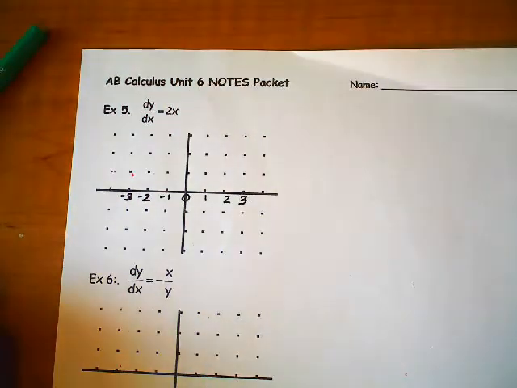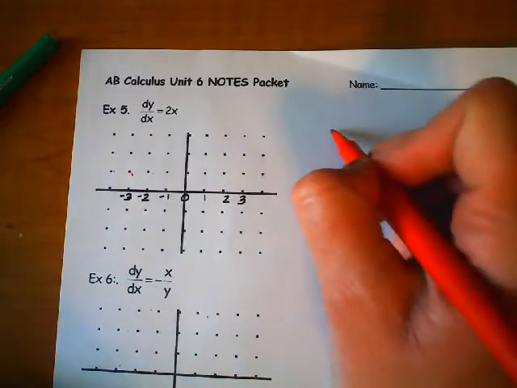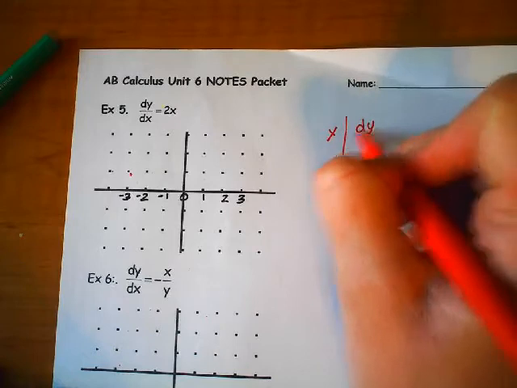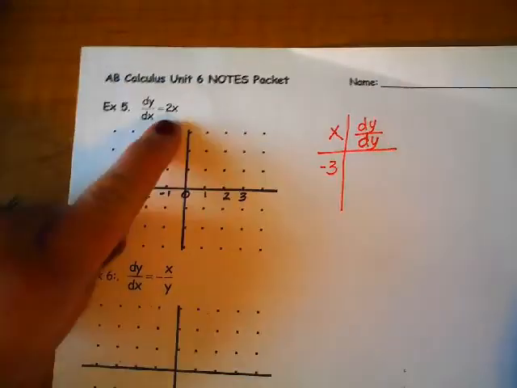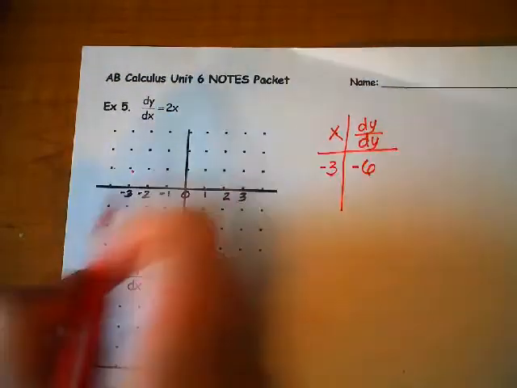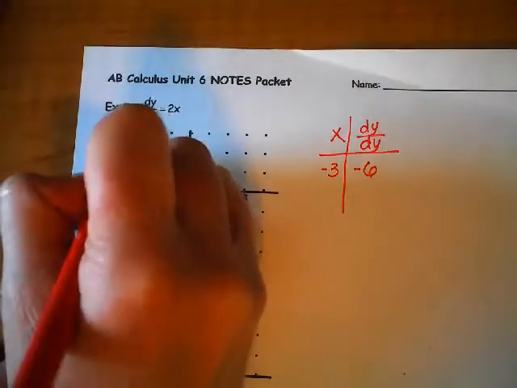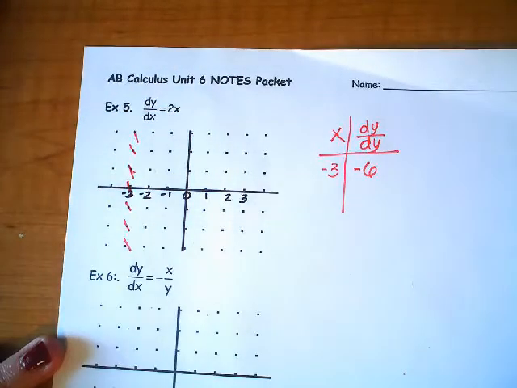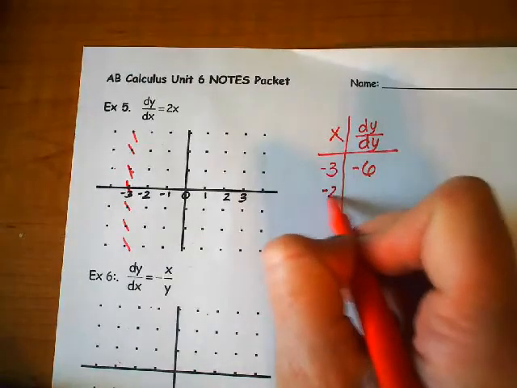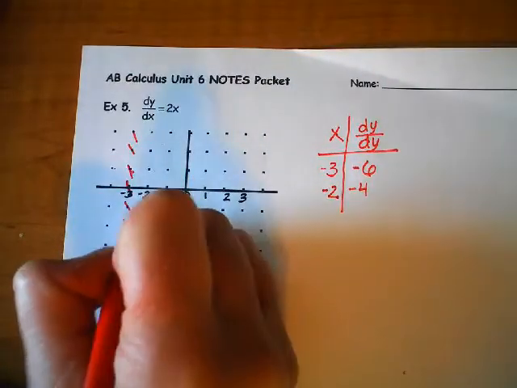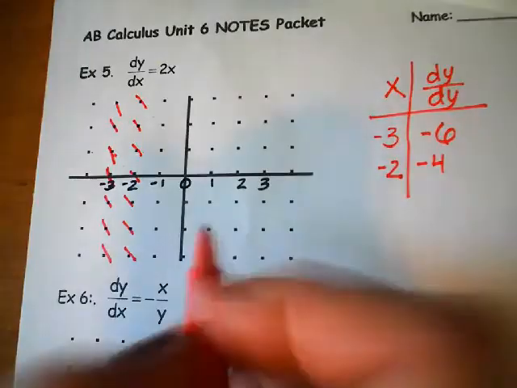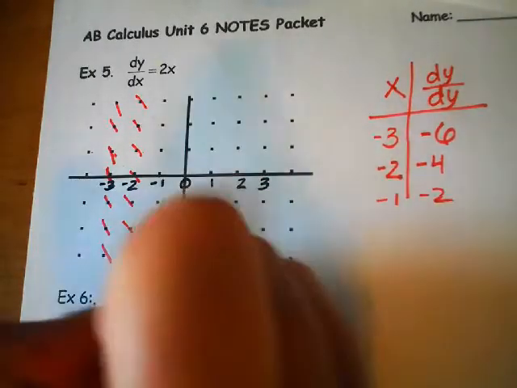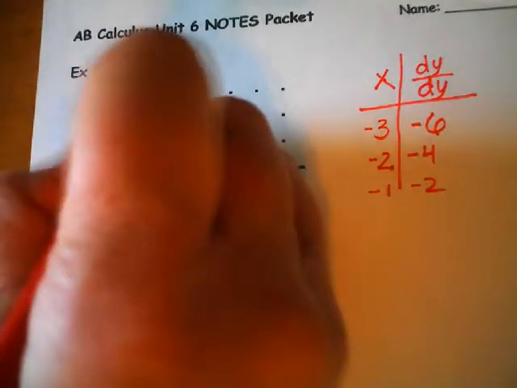For this one, I noticed that x is the only variable in my differential equation. If I were to set up a table, you don't need to, but if you wanted to, I would just put x and dy/dx. When x is -3, 2 times -3 is -6. So all these straight up and down here are pretty steep with the slope of -6. Then if I go to -2, slope of -4, still a pretty steep negative slope, but not quite as steep as the last one. Next one, -1. 2 times -1 is -2. That is still a negative slope.